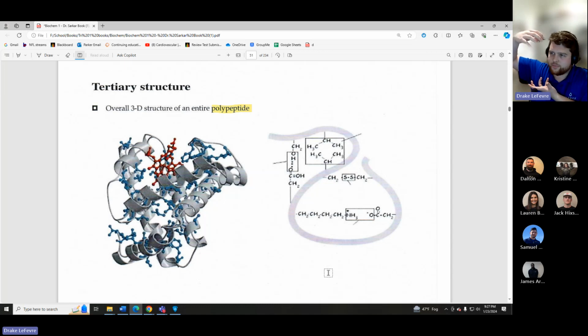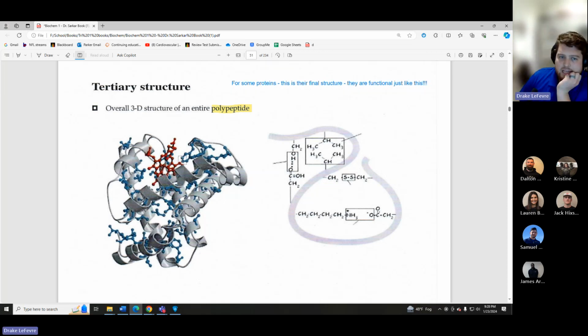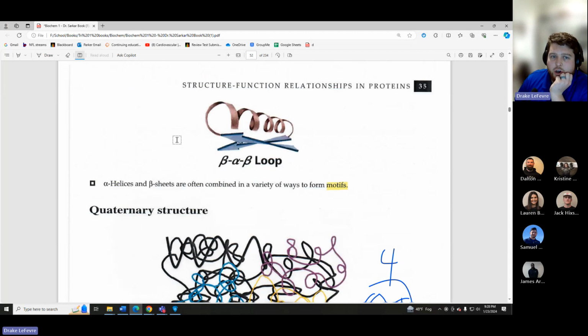a bigger structure. Okay, so each of the secondary structures that have formed throughout the whole chain interact with each other again through hydrogen bonding, and they fold up and they form a tertiary structure. Now, for some proteins, this is their final structure. They are functional just like this. Okay. So they fold all up and they can start going and doing their function.